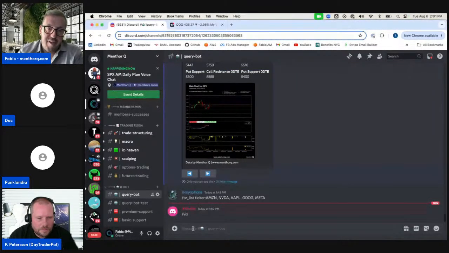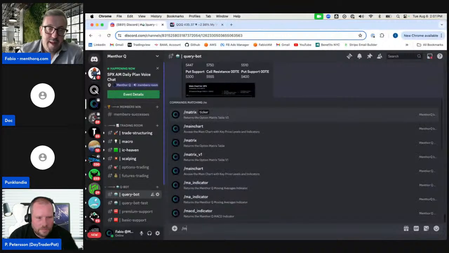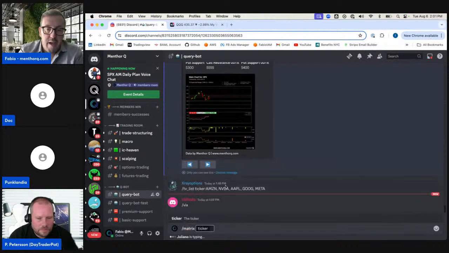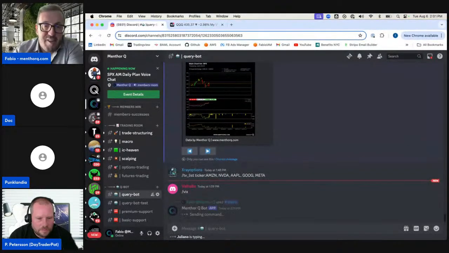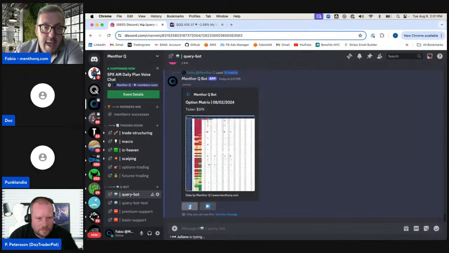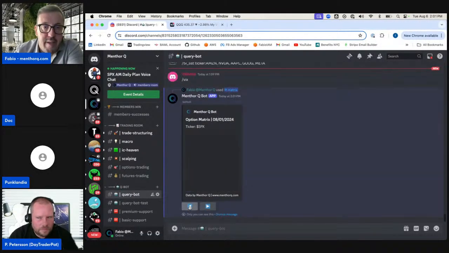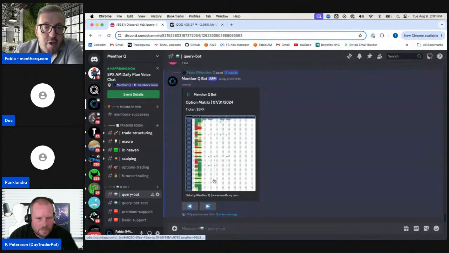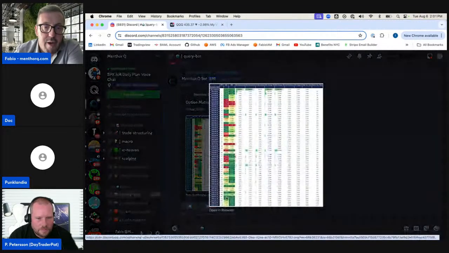So the first step we want to do is look at the data from a few days ago. So we start with the matrix, and we open up the SPX data. The matrix is essentially a dashboard that looks at all the option chain and shows you how the market is positioned on any given day. So if we look at the 31st, a few days ago, you see a lot of green bars here.